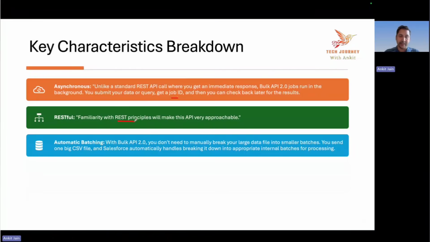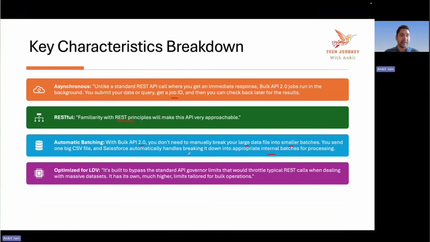The third one here is automatic batching. With Bulk API 2.0, and I am stressing 2.0 because that was not the case when Bulk API 1.0 was released, what you have to do is simply send the large data file to the Bulk API. Bulk API is smart enough to break this large data file into smaller batches. So if you are sending one big CSV file, Salesforce will automatically handle breaking it down into the appropriate internal batches for processing.